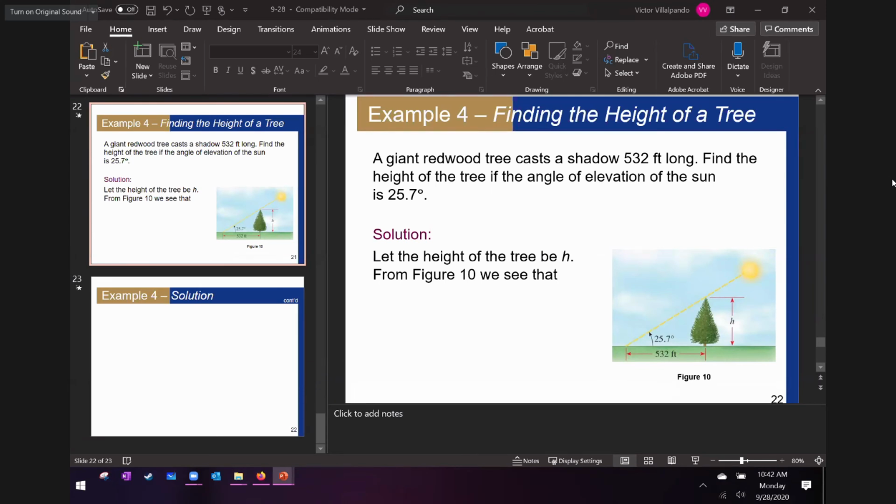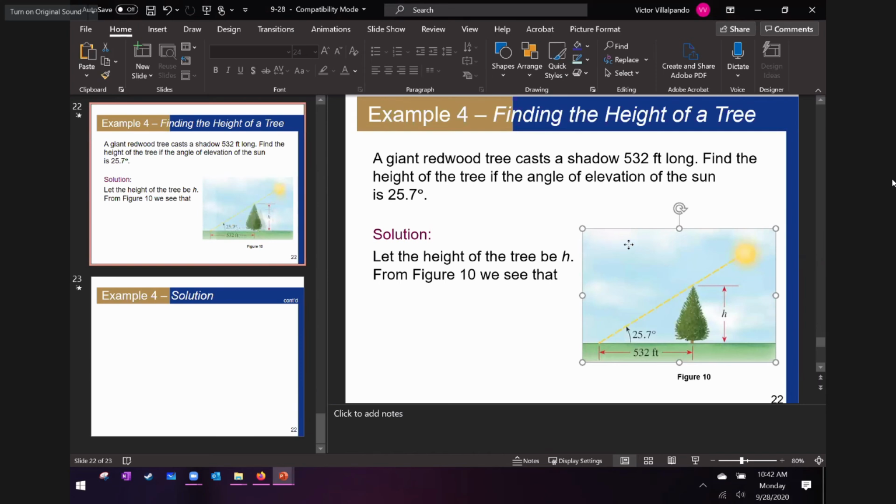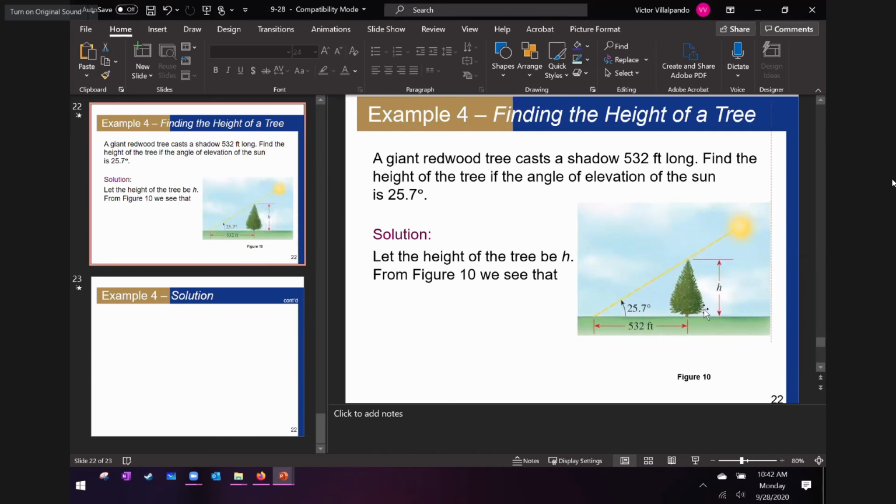Let the height of the tree be h. So instead of using A, B, and C, they say h. We can use A, B, C. That's fine. That doesn't matter too much. So the first thing is they say, let, from the figure 10, we see the following. So we can make this a little bigger right there. Right here we know a little bit of information.